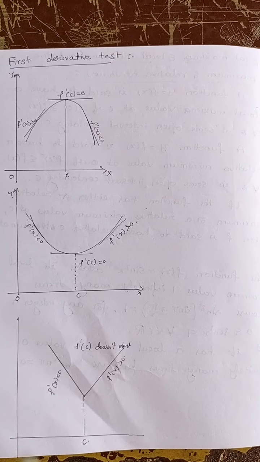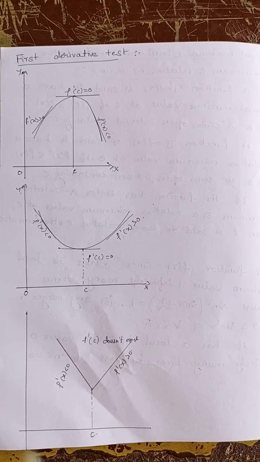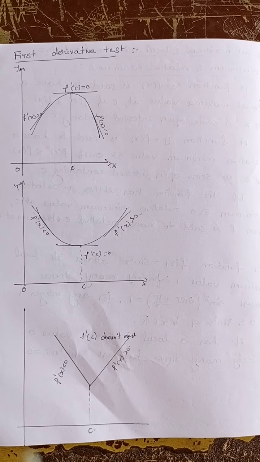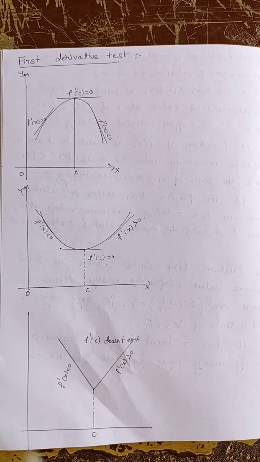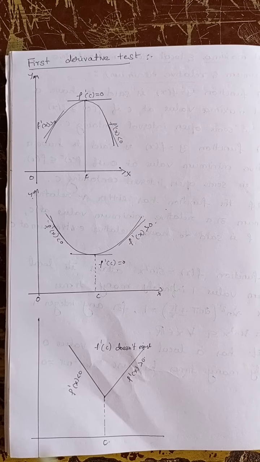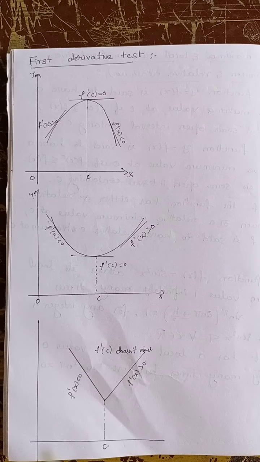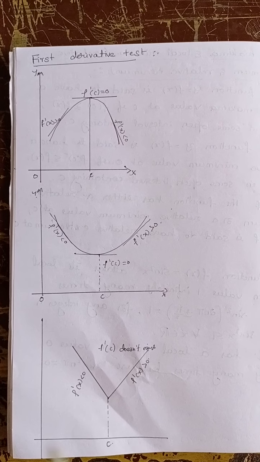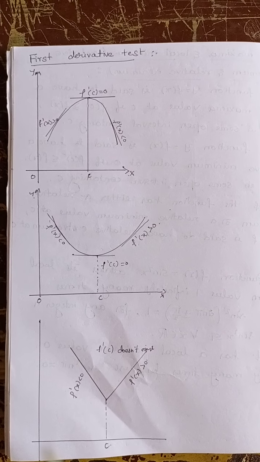Therefore when x is less than c, f dash of x is greater than 0, and when x is greater than c, f dash of x is less than 0, that is f dash of x changes the sign from positive to negative. Similarly, it can be seen f of x has a relative minimum at x is equal to c if f dash of x changes the sign from negative to positive. These are the main two conditions: if f of x has a minimum, then the sign changes from negative to positive, and if it is a maximum, the sign changes from positive to negative.